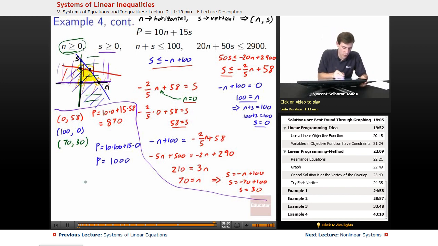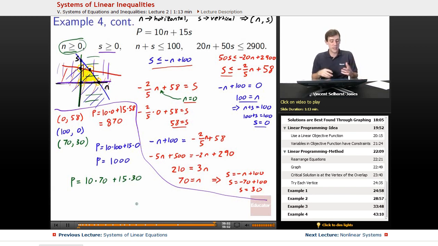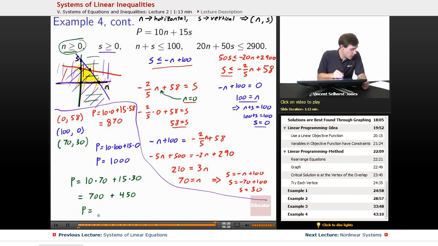If we sold a combination, the one we arbitrarily made the green point, then our profit would be 10 times 70 plus 15 times 30. 10 is the profit from the Nices, 15 is the profit from the superfines. We're selling 70 Nices and 30 superfines. We know that's possible because it's on our vertex. So that gets us 700 plus 15 times 30, which is 300 plus 150, 450. So a total profit of 1,150, or $1,150,000. So 70 and 30.